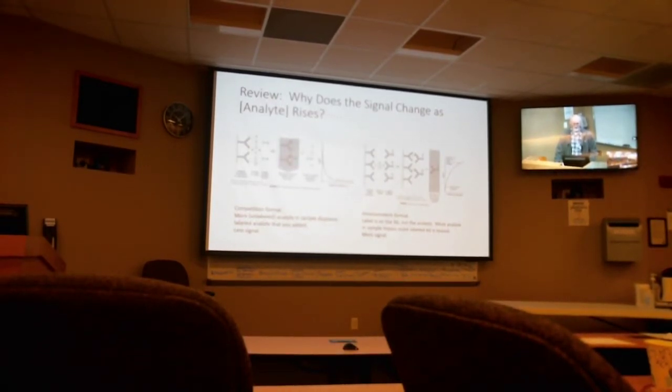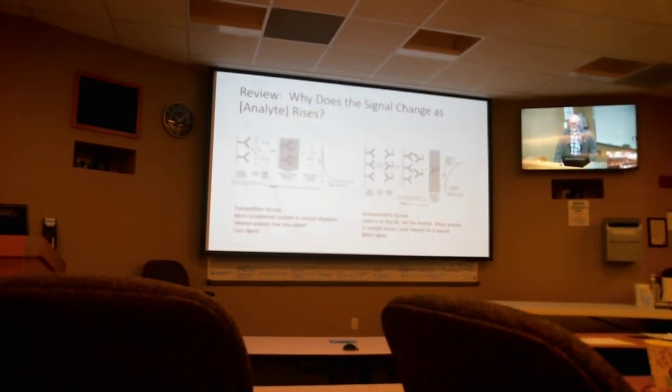Conversely, if I had very little of the unlabeled, most of these complexes are going to involve the antibody recognizing the stuff with the signal generator. So most of these things are going to have little signals coming out. So a little bit of analyte means lots of signal. So we're up in this region. This is the one that's really hard to understand. Why don't we get more signal with more analyte? It's competition. And it drops as we add more analyte.